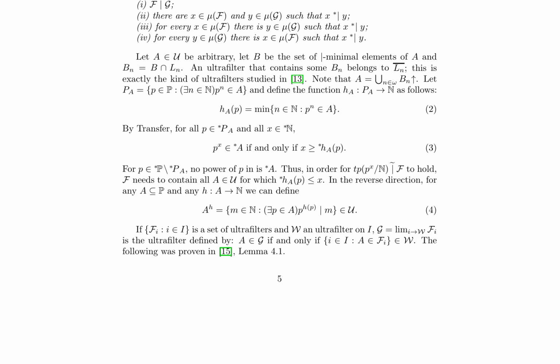Finally, the concept of the limit ultrafilter G = lim_{i→W} F_i is discussed, defined as the ultrafilter on I such that A ∈ G if and only if {i ∈ I : A ∈ F_i} ∈ W. A lemma from [15] is referenced, stating that the limit ultrafilter G can be constructed using a set of ultrafilters F_i, i ∈ I, and an ultrafilter W on I.